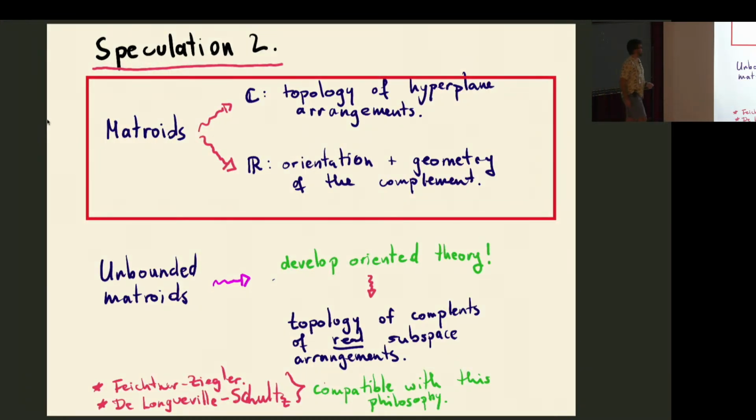And the second speculation is a little bit more geometric. In matroids, we're able to use matroids to study the topology of complements of hyperplane arrangements. And if we orient the matroid, we can talk about the complement of the hyperplane arrangement and a little bit of the geometry of it. So that's a more polyhedral geometry in spirit topic.